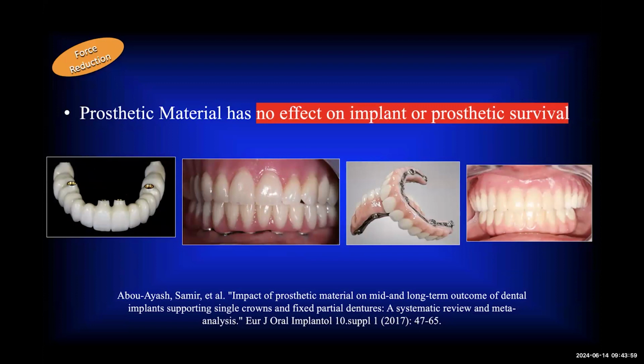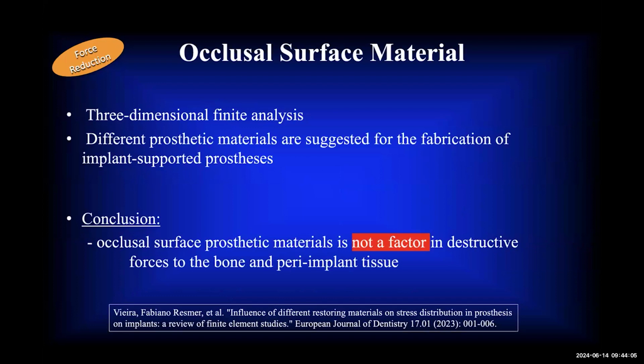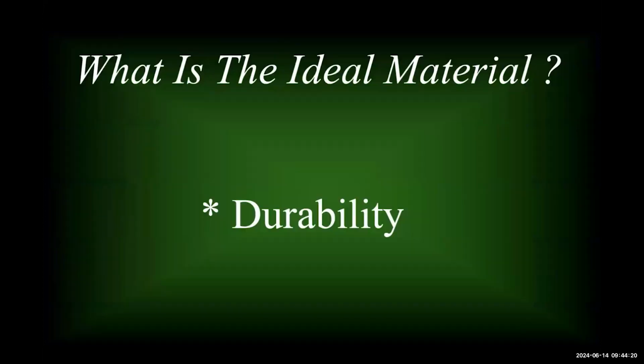They looked at acrylic versus monolithic zirconia and everything in the middle, and found no difference. Here's a 3-dimensional finite stress test. This is an in vitro test: not a factor. So the occlusal surface material is not a factor in causing bone loss, peri-implant disease, or a prosthesis problem.